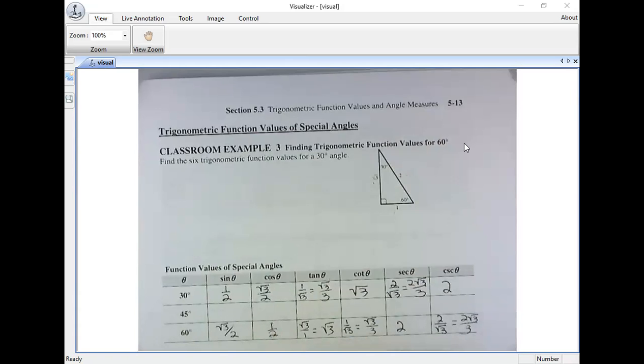Oh, I'm sorry. Didn't mean to look at that one. We wanted to look at the secant of 30, which is 2 over the square root of 3. And the secant of 60 was 2. That's going to match the cosecant of 30.